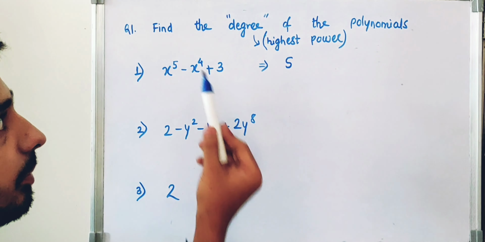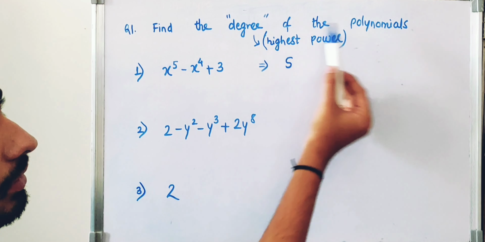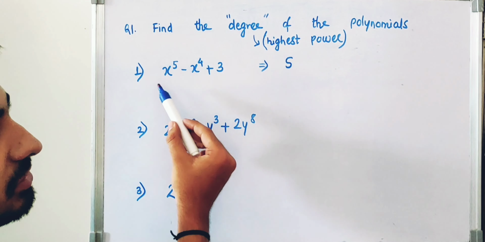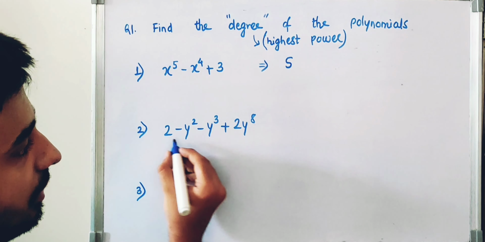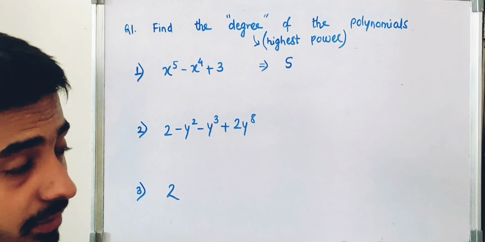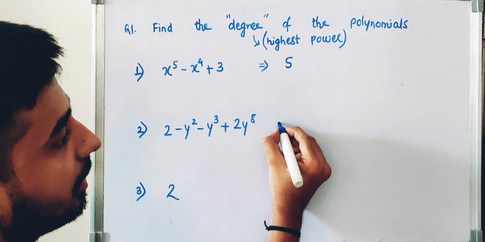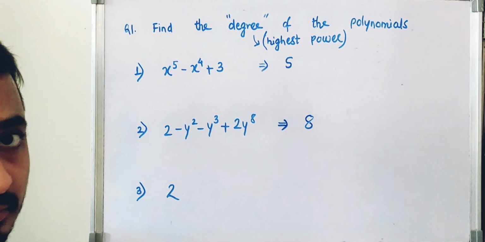Clear? Once again I am repeating. You have to find the degree of the polynomial. Degree means highest power. So what is the highest power in this? The highest power is 5. Now in this question, 2 minus y square minus y cube plus 2y to the power 8, you have to find out the degree. So what is the highest power? The highest power is 8. So the degree will become 8.